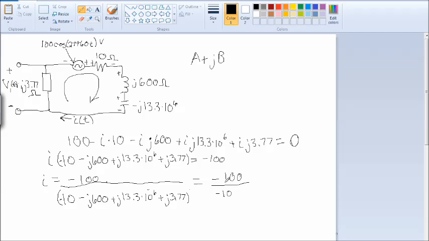Whoa, you know what, I just noticed a mistake here. Okay, so let's go back up to here. Sorry about that. So remember, this 100 corresponds to that voltage source, this 10 corresponds to that resistor, the 600 is that inductor. Now 13.3 times 10 to the 6 here, we got that here. We have that here. For some reason I made this a -6 down here at the bottom. That might have just been a little mistake.